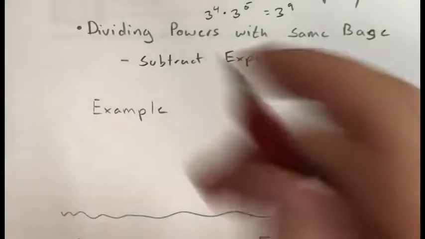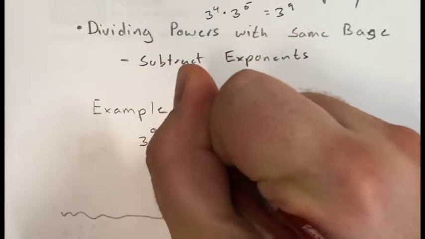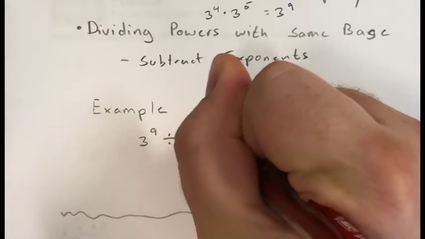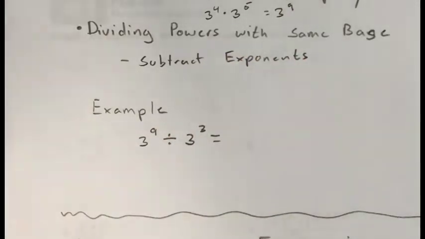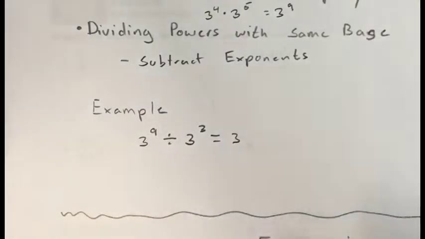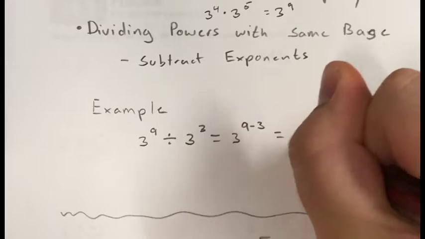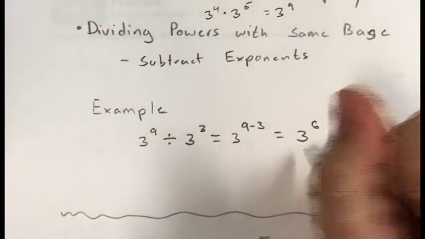So, for example, I have 3 to the 9th, and I am going to divide that by 3 to the 3rd. What is my common base? My common base is 3. What am I going to do with my exponents? I'm going to say 9 minus 3, so my answer is 3 to the 6th power.